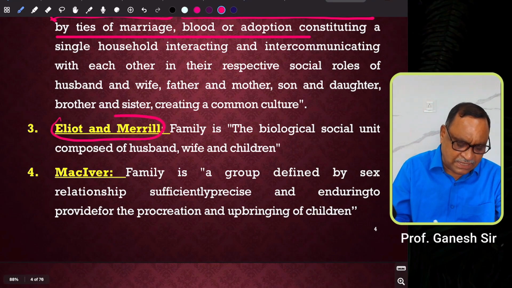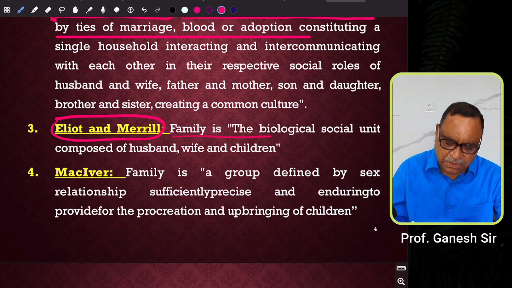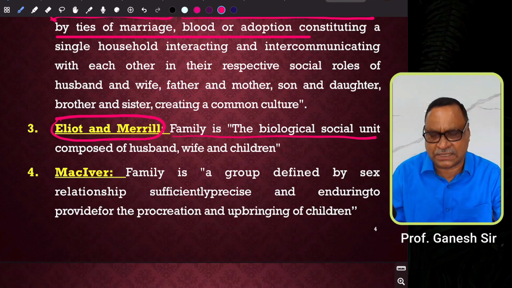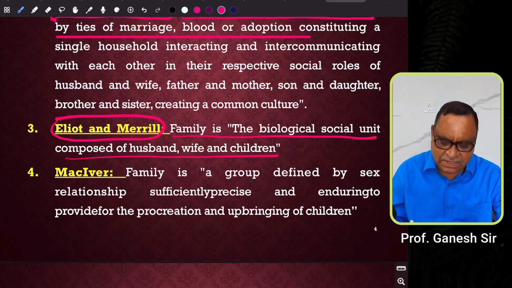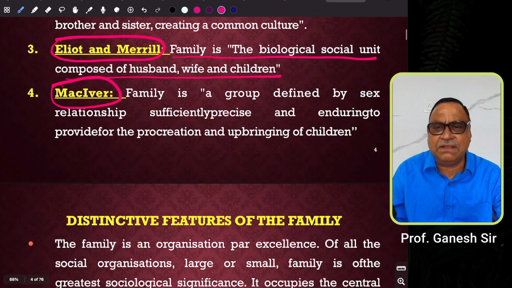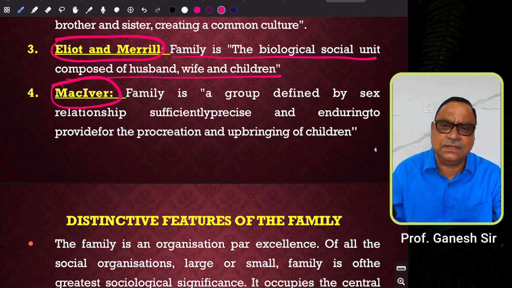Then Eliot and Merrill, these sociologists, have defined family as the biological social unit composed of husband, wife, and children. This is a very simple definition. It is called biological social unit. Means the relationship between wife and husband is a biological relationship through marriage, and it is also composed of husband, wife, and children.